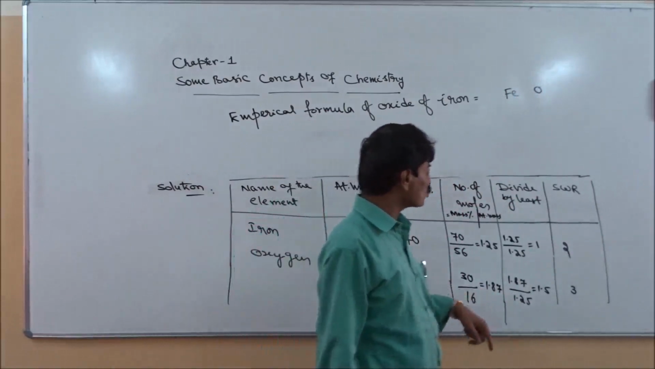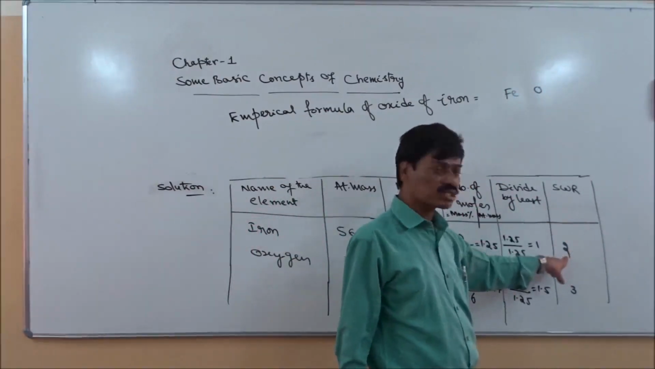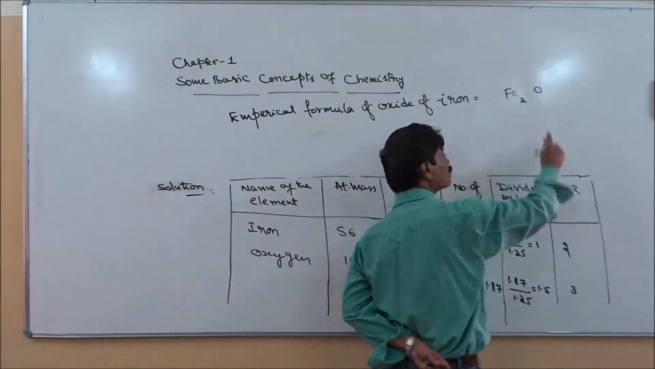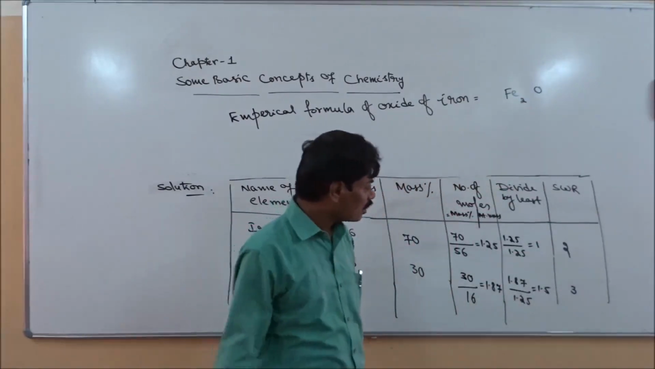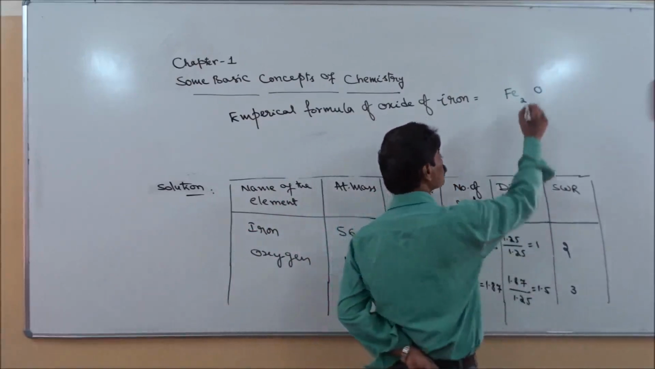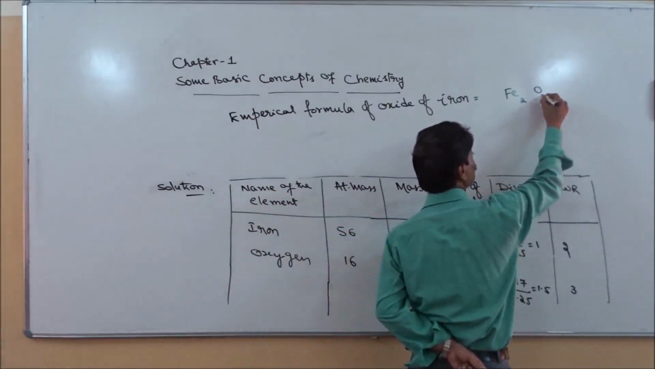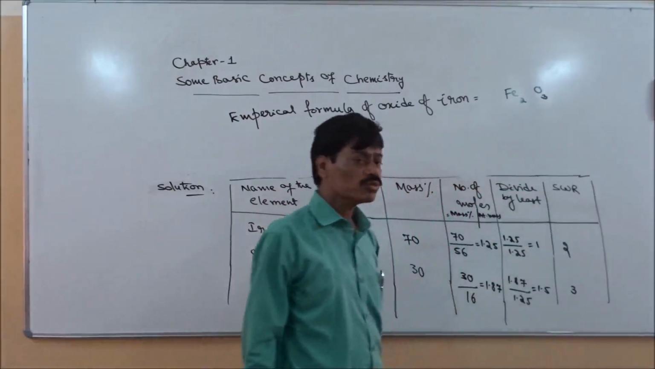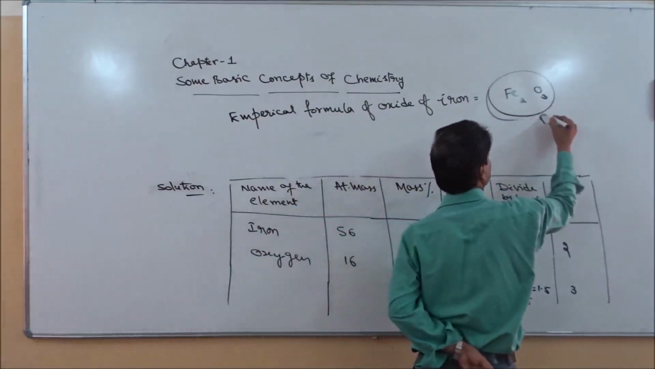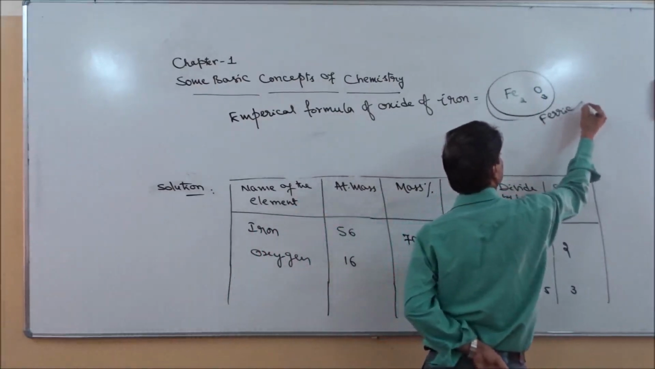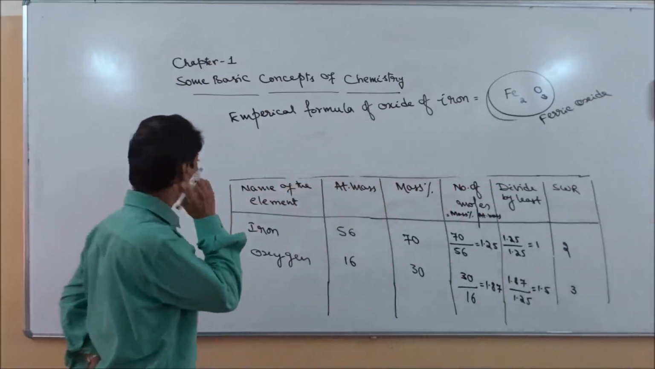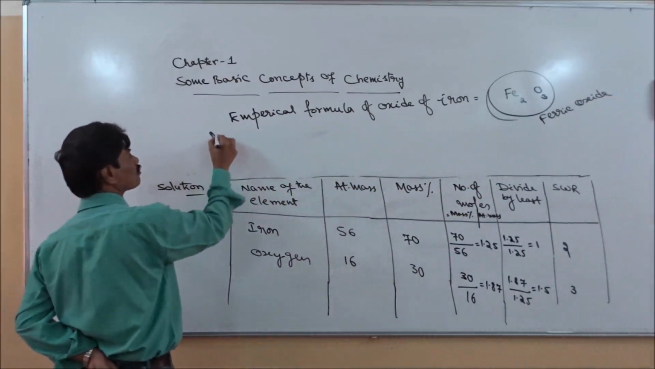And as I told you, in the simple whole number ratio, 2 belongs to iron. So we write that 2 as a subscript immediately after iron towards the right hand side. And 3 belongs to oxygen. That 3 we will write immediately after oxygen towards the right hand side as a subscript. So Fe2O3. This is nothing but ferric oxide. Its name, ferric oxide.